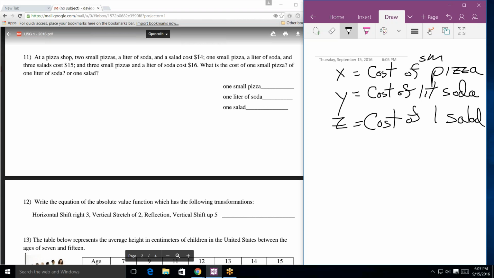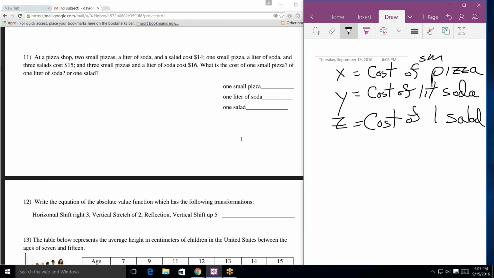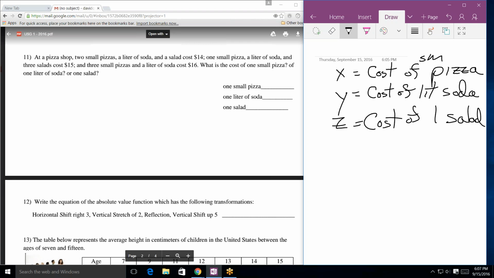So the first part of sentence 1 says what? At a pizza shop, 2 small pizzas, a liter of soda, and a salad cost $14. How can I write that as an equation in terms of these variables? 2x plus 1y plus 1z equal 14.